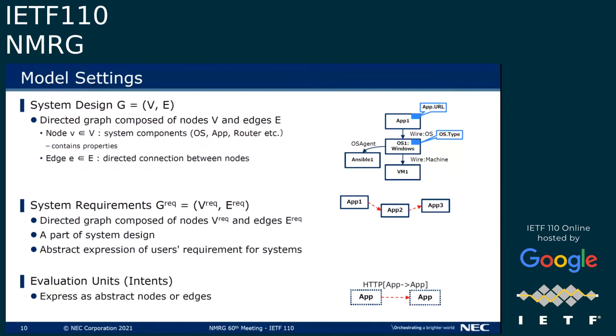In this study, we model both a system design and system requirements as directed graphs composed of the set of nodes and edges. A system design is a concrete network configuration and system requirements are an abstract expression of the system design. Evaluation units, which are related to users' intents, are expressed as abstract nodes or edges. System components such as virtual machine, OS, and applications are expressed as nodes, while the relationship between nodes are expressed as directed edges. Several nodes have some configuration parameters as their own properties, and each node and edge has its own type.